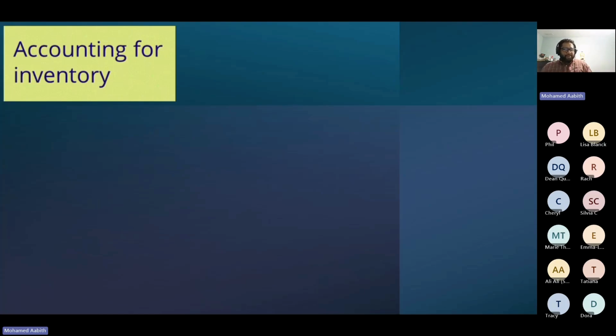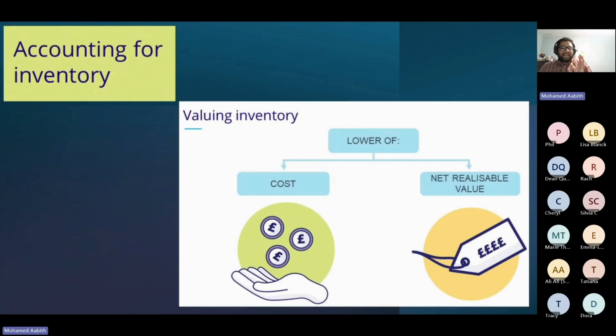So the accounting for inventory, we start with what is the inventory. That is something to do with the IAS2 calculation. So you have to remember how to value the inventory. IAS2 is the International Accounting Standards. It says that when you're valuing your inventory, you have to value it at the lower of either the cost or the net realizable value.